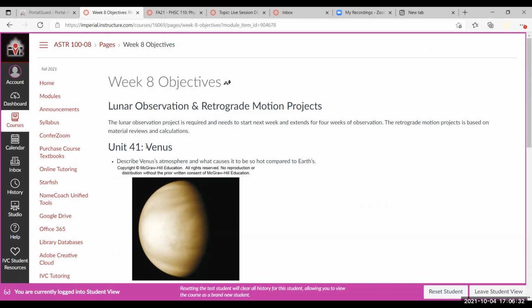In terms of the topic of this week, it's all about Venus, planet Venus. Okay. So this is unit 41, which is part of the next midterm.